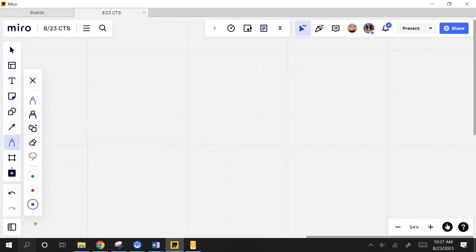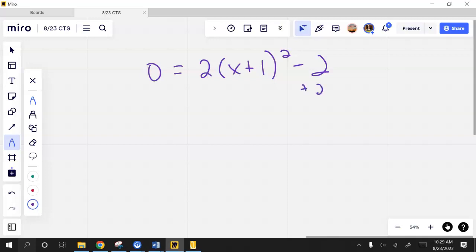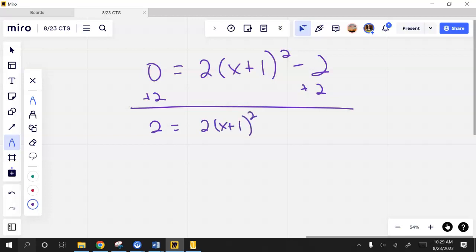Let's see. This also is from your homework. And you'll see why this is important in just a minute. You try this one and then we'll do it together. Add the 2 on both sides. So add the 2, add the 2. So now I got 2 equals 2 times x plus 1 squared. What now? Divide by 2.